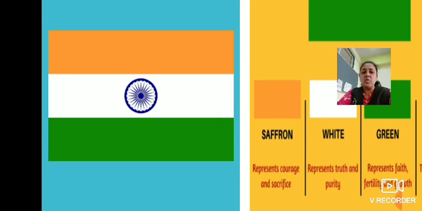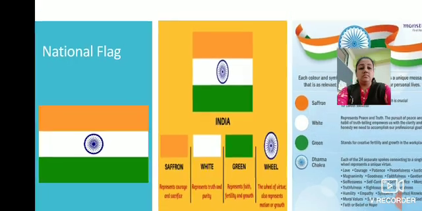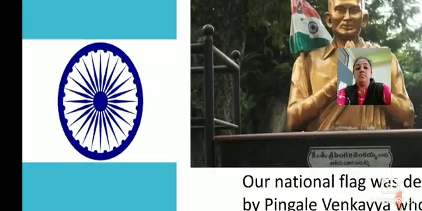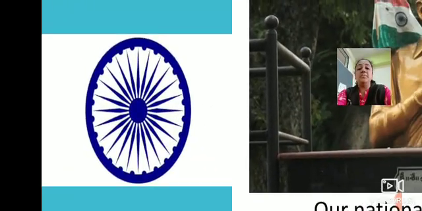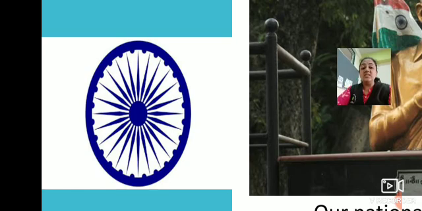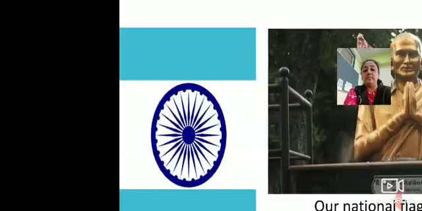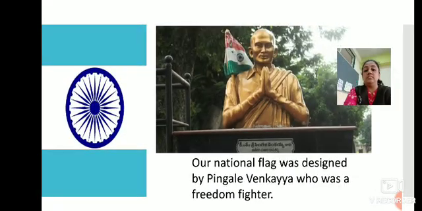Do you know what is meant by spokes? Now here in this picture, can you observe these lines? Yes, these lines are called spokes, and there are a total of 24 spokes in the Ashoka Chakra, the blue wheel, which is exactly at the center of our national flag. Understood?